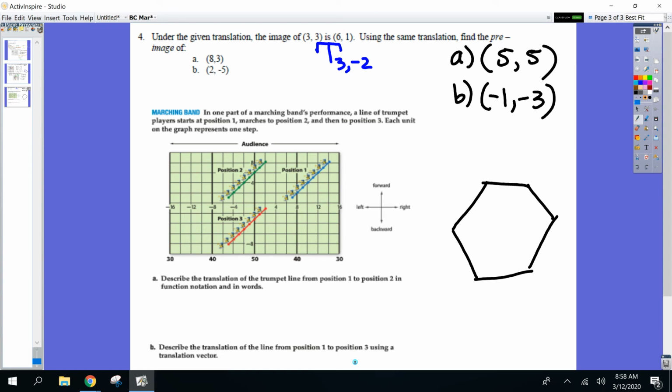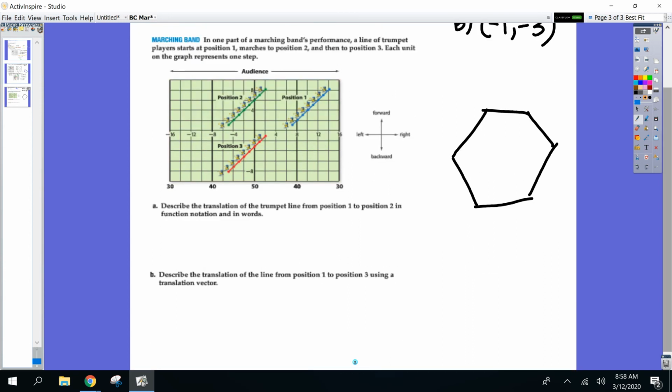In case you were wondering what right, left, forward, and backward were, I put little arrows up there for you. Okay, 2 questions. First one, as I go from position 1 to position 2, in your own words, what's happening? And then take your words and put it into function notation, which is what we talked about at the beginning today. And then in part B, you're going from position 1 to position 3. But I want that rule in vector notation.